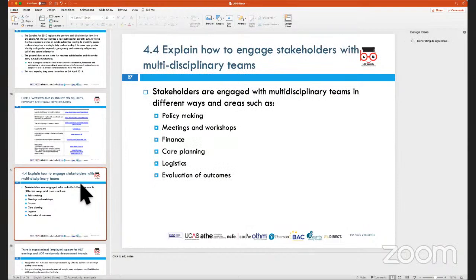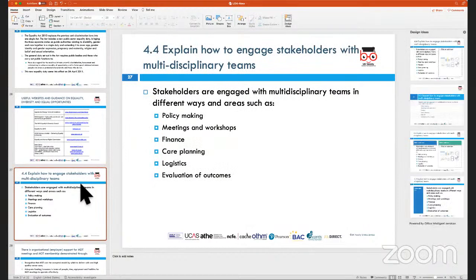The last one that we are looking at today is to explain how we engage with stakeholders in multidisciplinary teams. So when we look at stakeholders, let's identify who stakeholders are. Stakeholders are people who have some sort of vested interest. Yesterday I explained the literal meaning of stakeholders: people who have some sort of interest or concern in something, especially, for example, in the day-to-day running or operations of a business. So they would be classed as stakeholders.